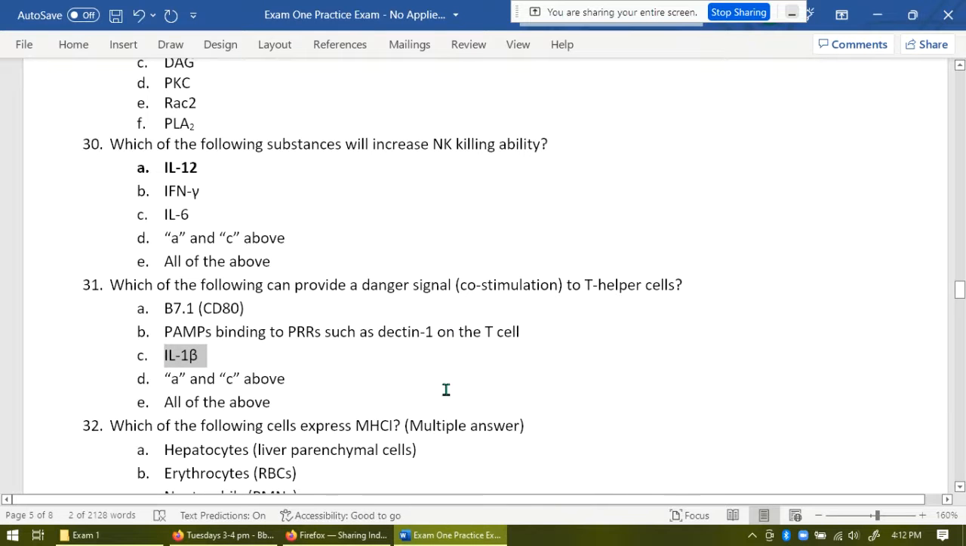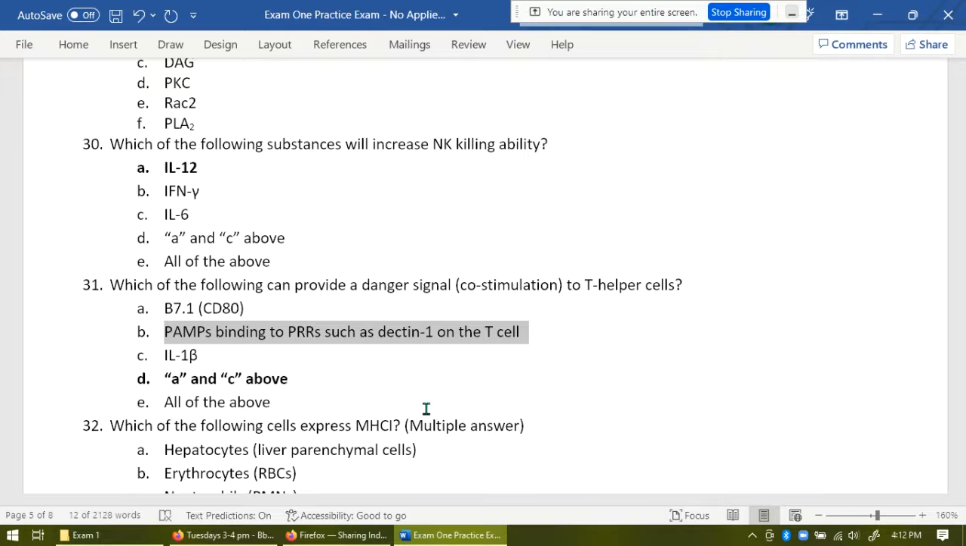IL-1, that one will do it. That one can provide a danger signal or co-stimulation to T helper cells. So this one's A and C, okay? So PRRs are not a way that T cells become activated. T cells are activated by MHC proteins and other proteins on antigen-presenting cell surfaces, as well as cytokines.